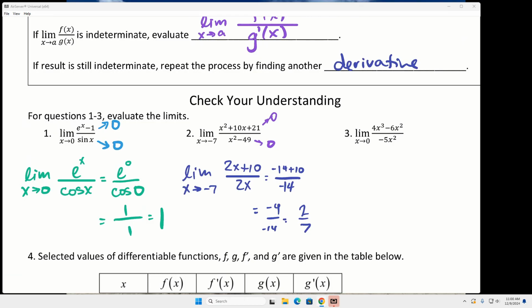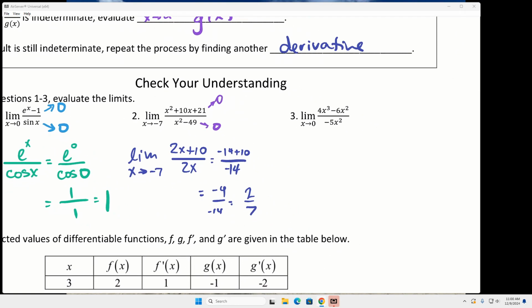Same thing on number 3. If you want to factor that, you would factor out a common factor. It's really not too bad. But since we're practicing L'Hopital's rule, I'm going to do it that way. And this one I wanted to show you anyway.